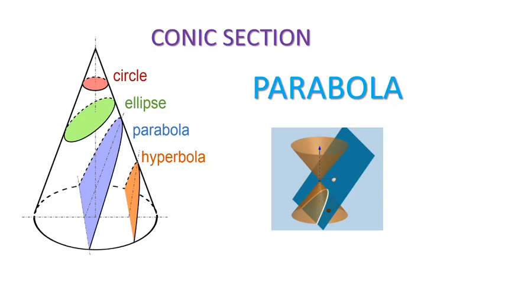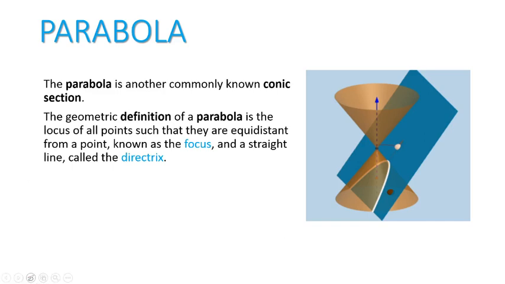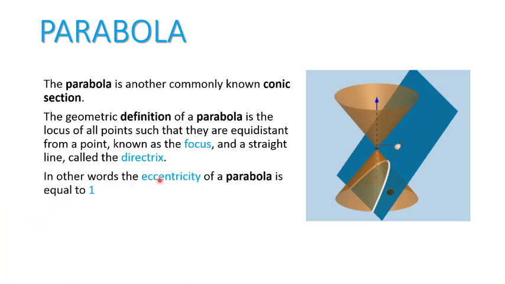Hello. Now we will discuss a conic section specialized on parabola. So what is a parabola? Parabola is another commonly known conic section. The geometrical definition of a parabola is the locus of points that are equidistant from a point known as the focus and a straight line called the directrix. In other words, the eccentricity, the ratio, will be 1 since it is equidistant.